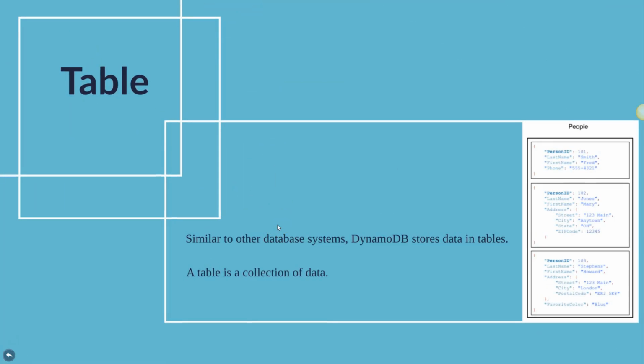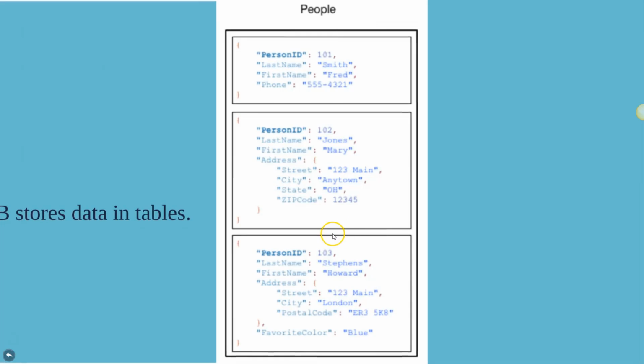So let's see what is table. Table is similar to other database systems. DynamoDB stores data in a table. Table is a collection of data. For example, here you can see that this is the people table. This people table you could use to store personal contact information about your friends, family, or anyone else of interest. You could also have a car table to store information about vehicles that people drive.